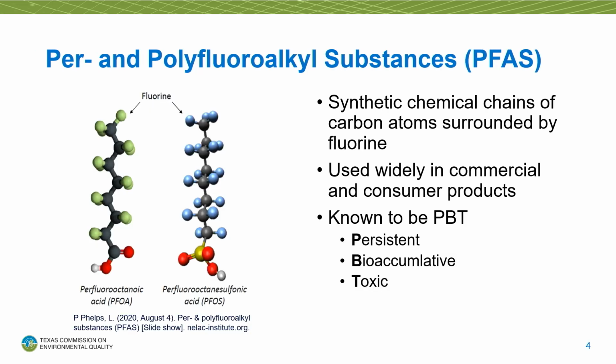A little bit more background. It's a synthetic chemical, and when we say synthetic chemical, it's man-made, so it was made in a lab. It's not naturally occurring in the environment. It's a synthetic chemical with chains of carbon atoms surrounded by fluorine. Up on the screen, you can see two examples of the chemical structure of two PFAS. They are PFOA and PFOS. Those are two of the most common ones, and those are ones that are being regulated. But that's just an example of two of them. There's thousands of different PFAS.